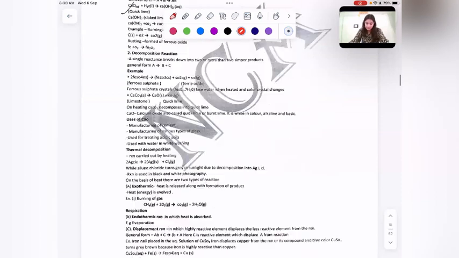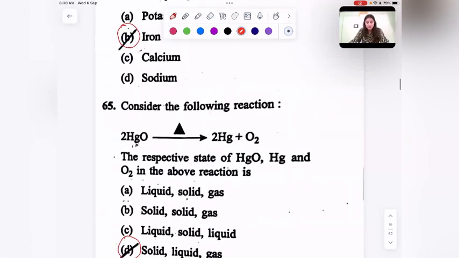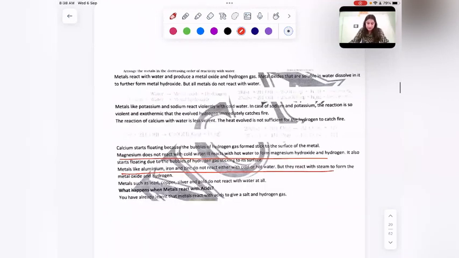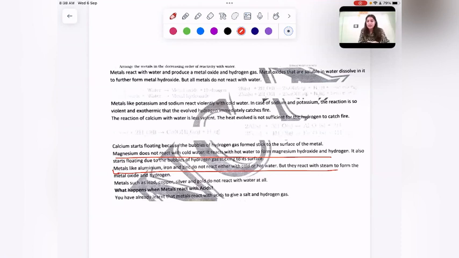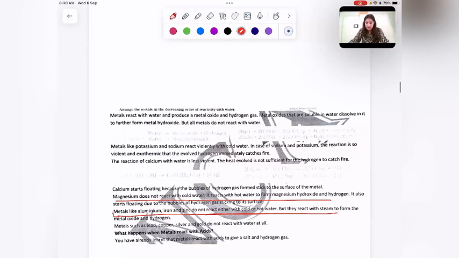Next, which one of the following metals does not react with cold water? Let's look at the notes. See, here it is stated. Metals like aluminium, iron, and zinc, they do not react either with cold or hot water. So our answer here is iron.